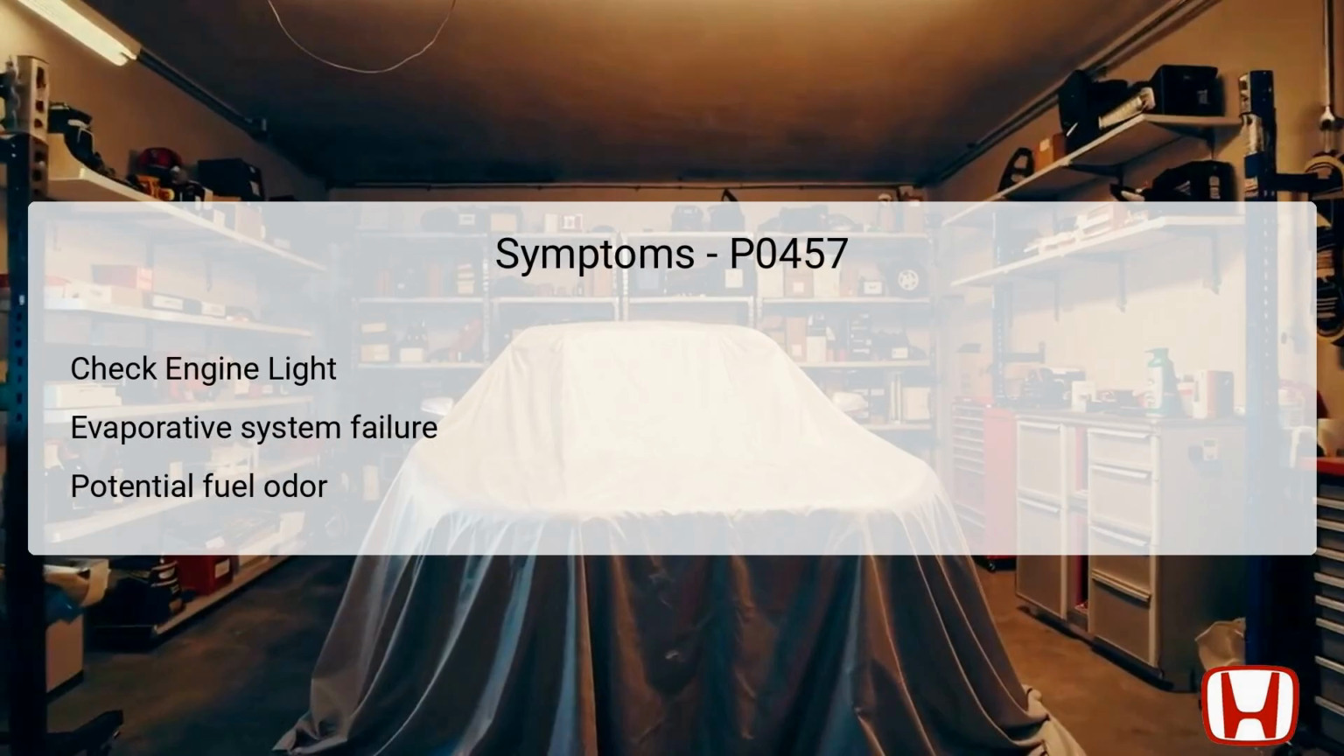The symptoms associated with DTC P0457 predominantly include triggering the check engine light on the dashboard. This indicator is a reminder that there is an issue that requires attention within the vehicle systems. Additionally, if the EVAP, evaporative emission control system, is detecting a leak, it can lead to an overall failure of the system, affecting vehicle emissions compliance and performance.